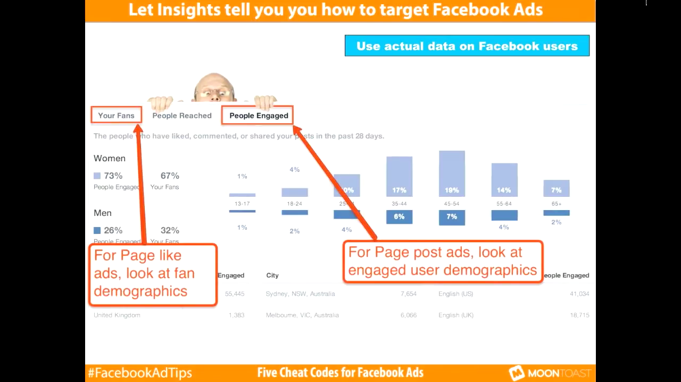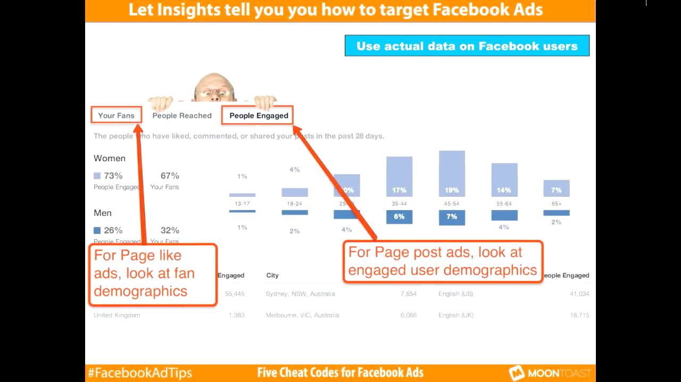You want to look at the demographics there. Start there. For a post ad, a page update that you're pushing out through Facebook ads, you want to look at people engaged. And the reason why you want to follow this is pretty common. I mean, it's basic reason and common sense here.